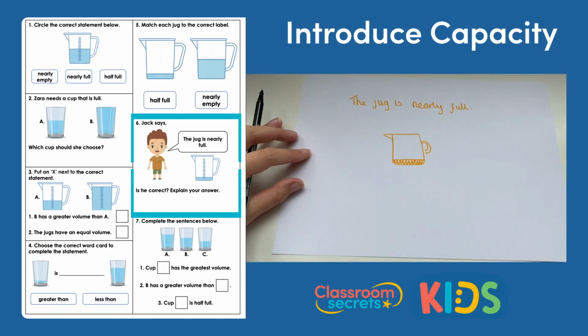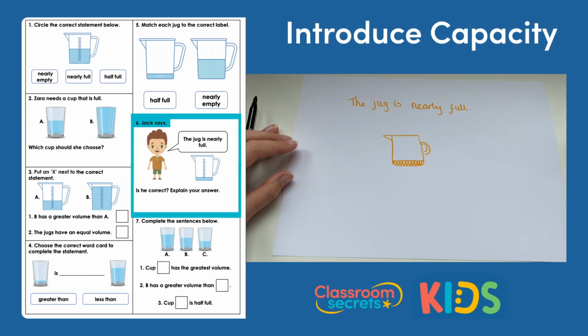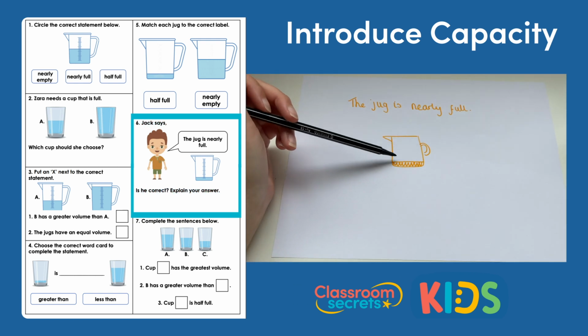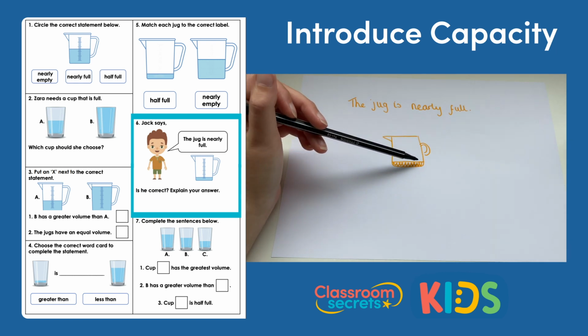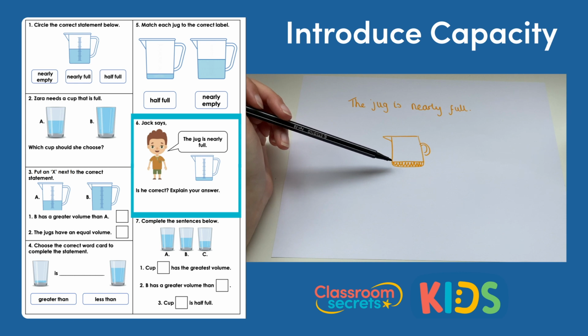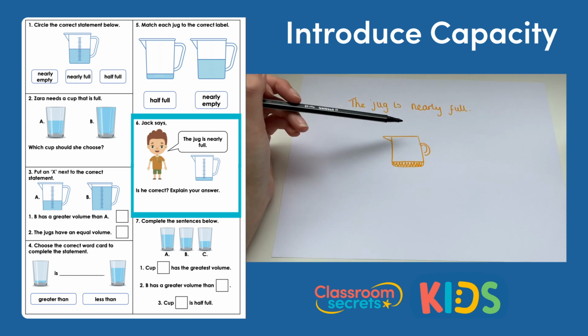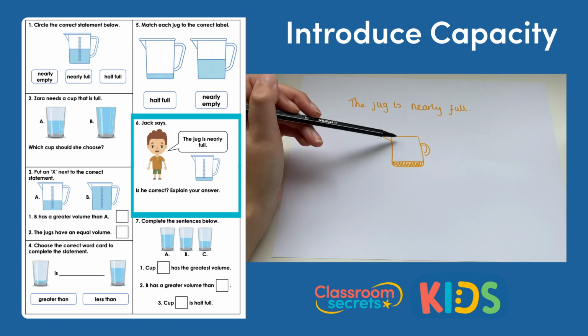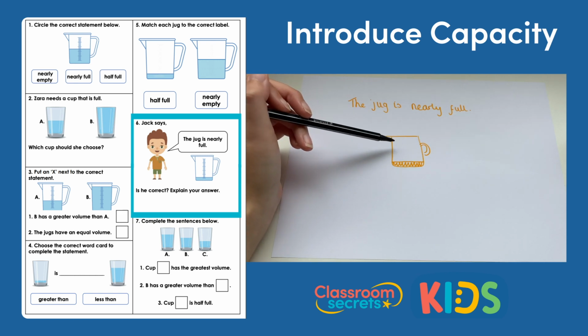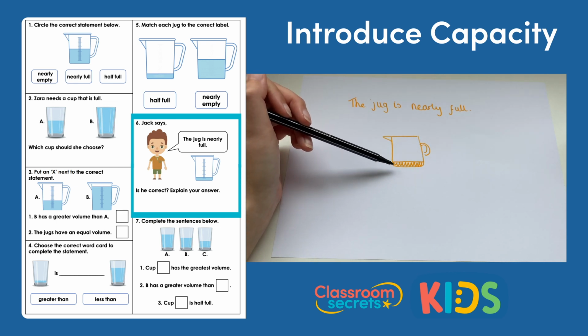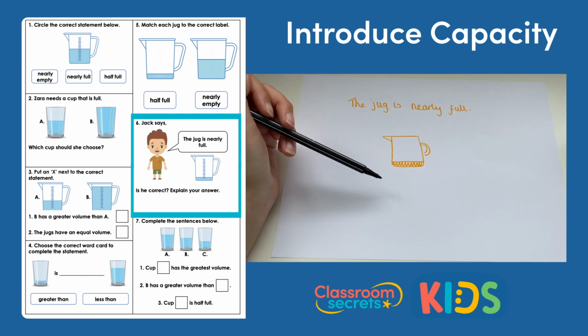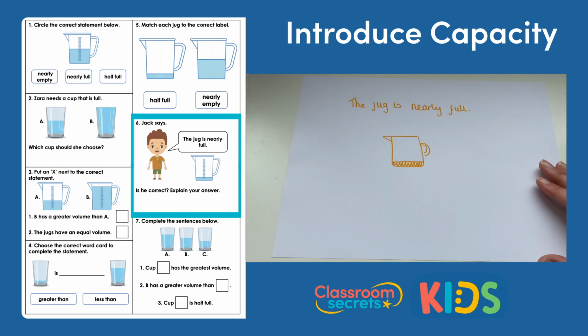Question 6. Jack says the jug is nearly full. Is he correct? Explain your answer. Well, I can see by looking at the jug that it's not nearly full. It's nearly empty because the liquid is right down near the bottom. So he is incorrect. He thinks it's nearly full. If it's nearly full, the liquid would be coming up right near the top, but it's near the bottom, meaning that it's nearly empty. So Jack is incorrect.